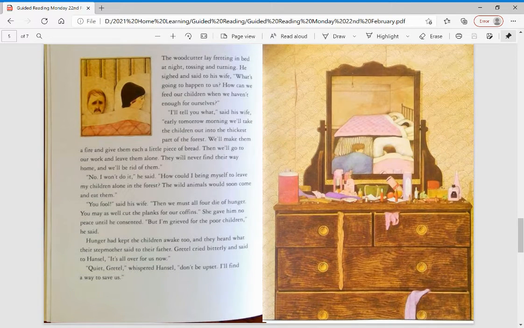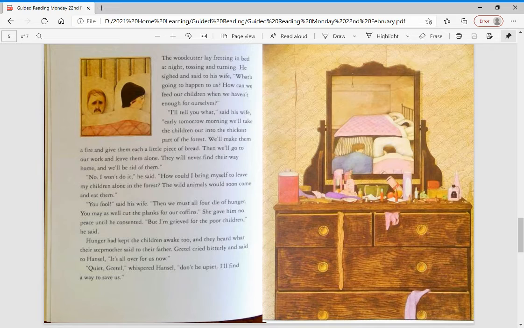The woodcutter lay fretting in bed at night, tossing and turning. He sighed and said to his wife, "What's going to happen to us? How can we feed our children when we haven't enough for ourselves?" "I'll tell you what," said the wife. "Early tomorrow morning, we'll take the children out into the thickest part of the forest. We'll make them a fire and give them each a little piece of bread. Then we'll go to our work and leave them alone. They will never find their way home, and we'll be rid of them."